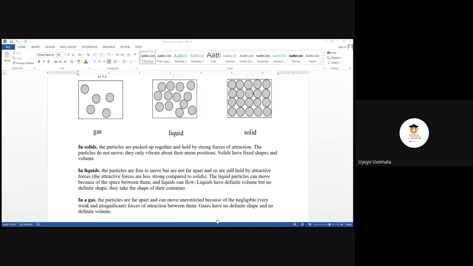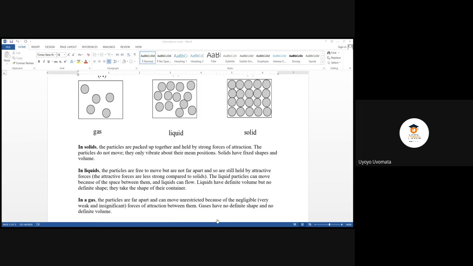Now, what this means is that they can move because of the space between them, and they can move to a certain extent, but their movement is not infinite. So they can move to a certain extent and then they stop, the particles. Now, why? Because they are still held by some forces of attraction. However, the forces that hold them together are not as strong as those in the solid state.